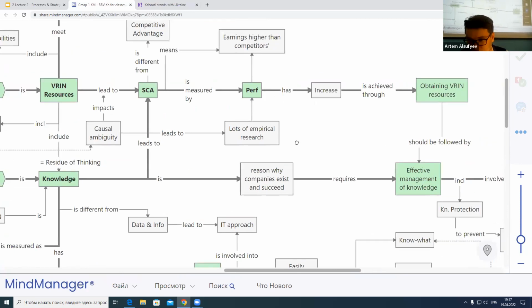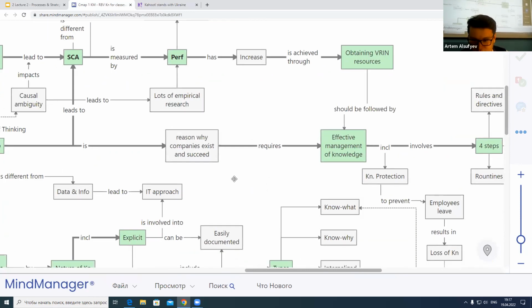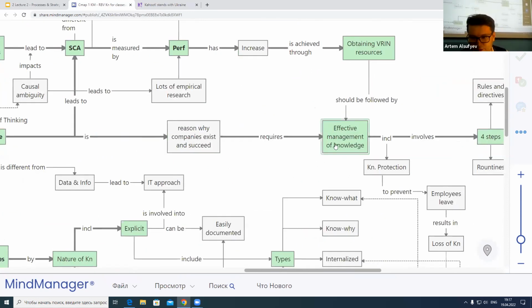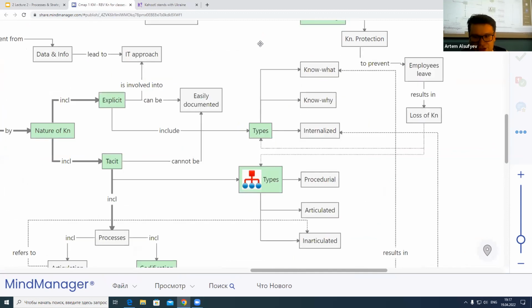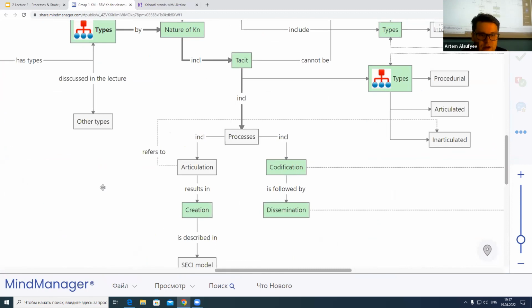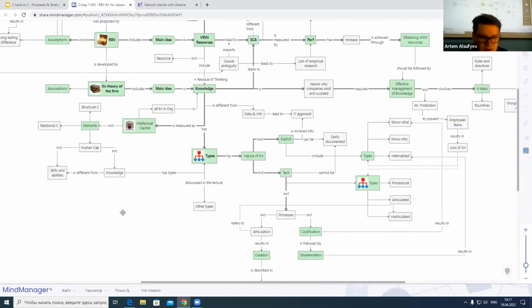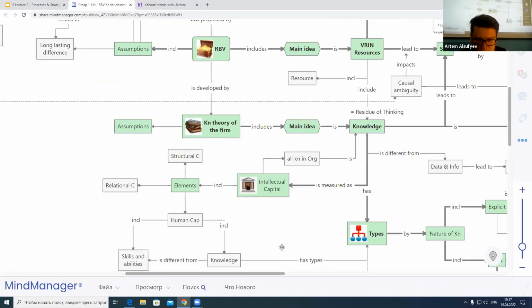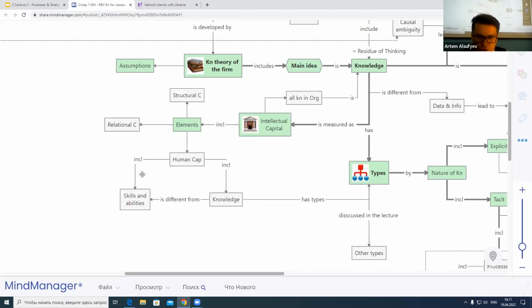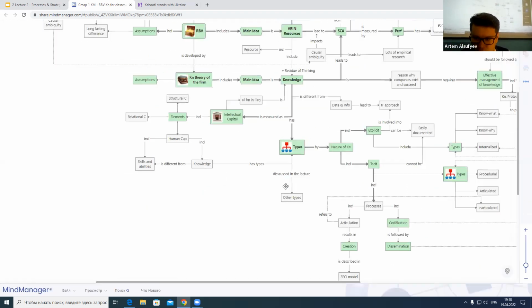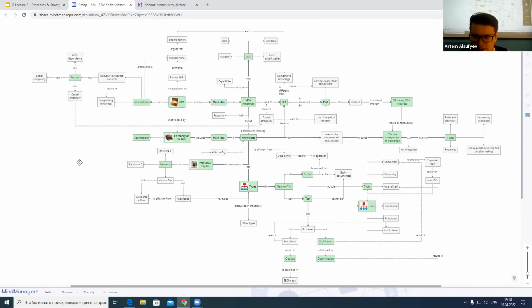Okay, and our goal here is to obtain these valuable resources. From the point of view of knowledge theory, our goal here is to effectively manage knowledge, its different types, and processes. We're going to discuss processes today, its types, processes, and the final output of these knowledge processes, elements of intellectual capital of different kinds. I'm going to talk about them also.